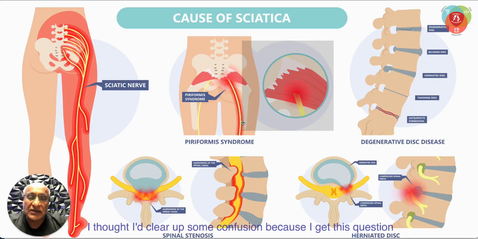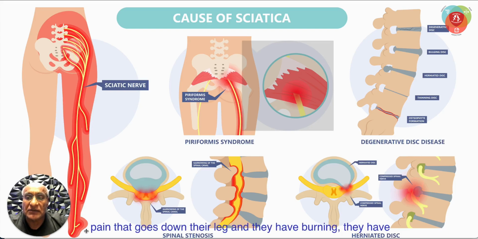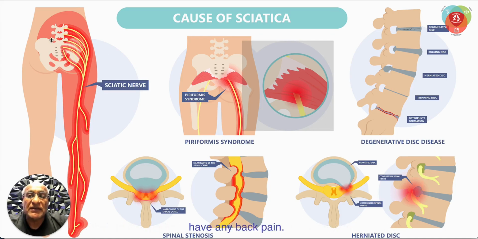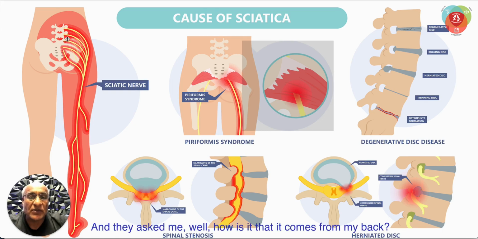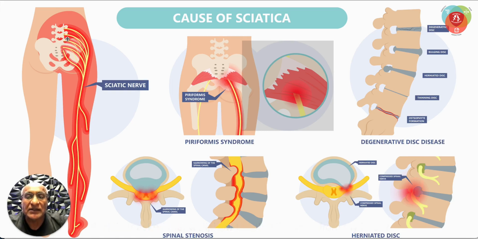I thought I'd clear up some confusion because I get this question all the time. I have patients that come in and they have sciatica. They have pain that goes down their leg, and they have burning, tingling, and aching. Sometimes they have this leg pain, perhaps in their foot or the side of their leg, but they don't even have any back pain. And they ask me, well, how is it that it comes from my back? So that's what I wanted to discuss today.